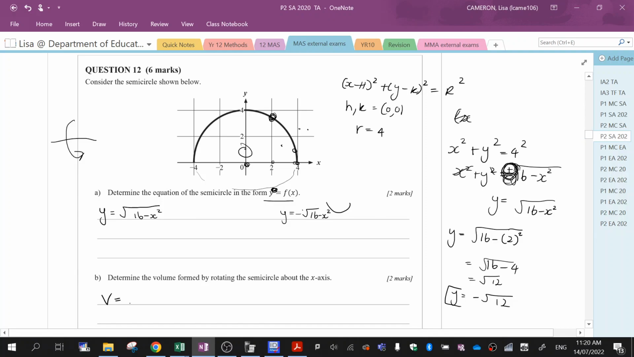V equals pi multiplied by the integral from a to b of f(x) squared. Okay, so volume equals pi, that's not going to change. Now, our highest point here is 4 and our lowest point is negative 4. So 4 and negative 4. And now we're integrating our function that we've calculated here. So the square root of 16 minus x squared, close that bracket, and square it.